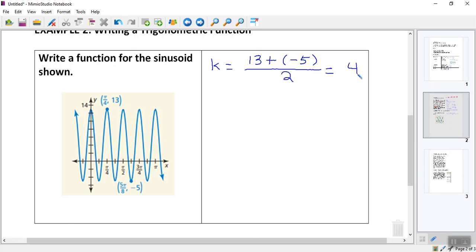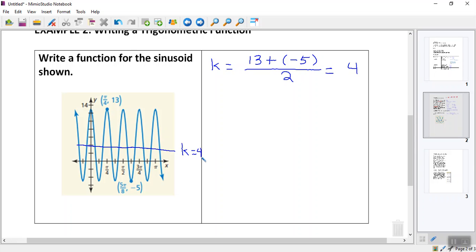So if I would go up here, it looks like they're going by 2s here, don't they? 2 and 4. If I would draw a midline right here, does that look like the midline of that graph? Okay. So K is equal to what value here? 4.